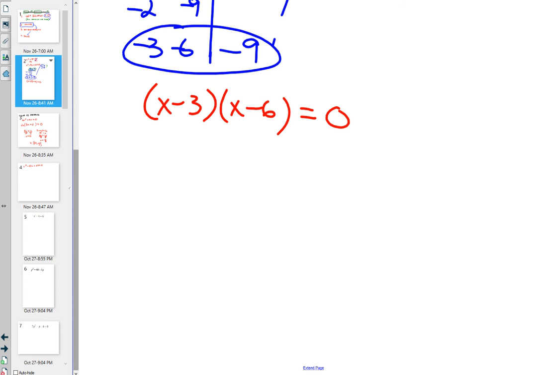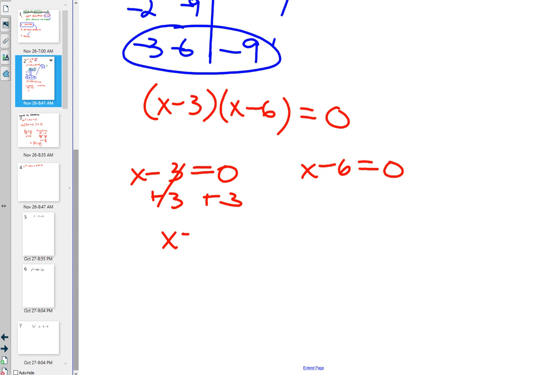All right, so now that I factored, what does step 3 say to do? Because these are the extras to the equation. We didn't have this the other day. Set each factor, make each factor equal to 0. Each factor is x minus 3 equals 0, x minus 6 equals 0. Solve each one, and then you celebrate.